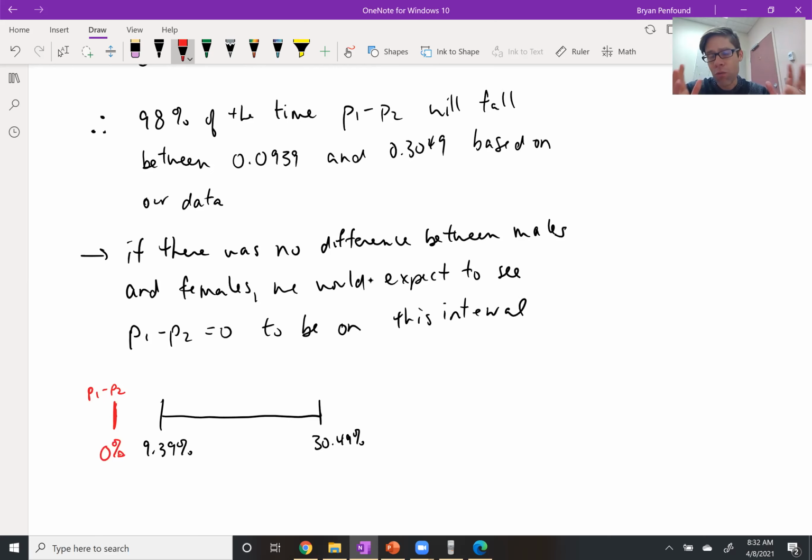So I would say there's really, really strong evidence here to support the fact that there's actually a difference between how males and females are viewing alien existence.